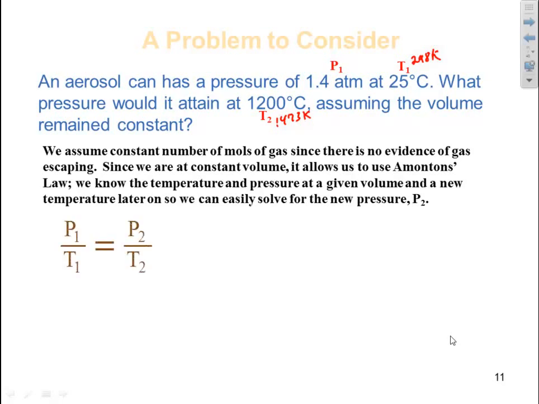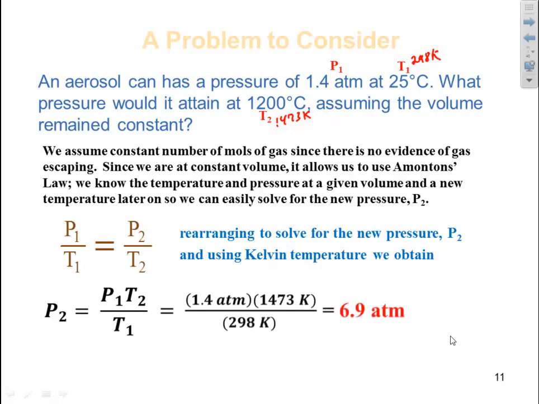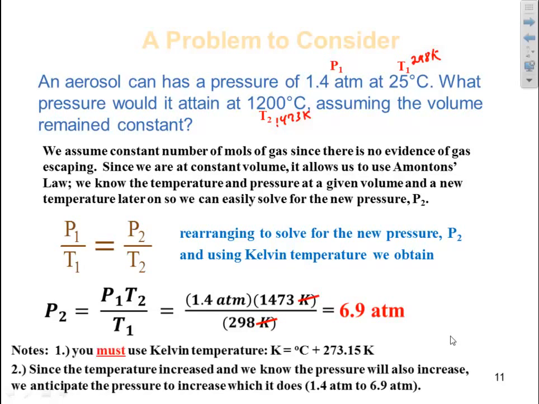So we know P1 over T1 is equal to P2 over T2. We have to rearrange and solve for P2 and also use Kelvin temperatures. So I get P2 is equal to P1 times T2 divided by T1. Plugging in our values, we said P1 would be 1.4 atmospheres, T2 1473 Kelvin, and T1 298 Kelvin. Kelvins cancel, leaving us with atmospheres, which is 6.9 atmospheres.